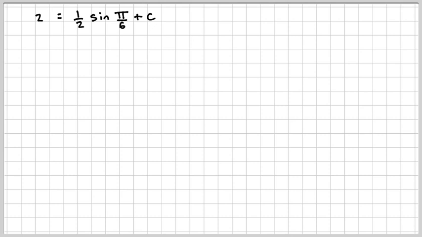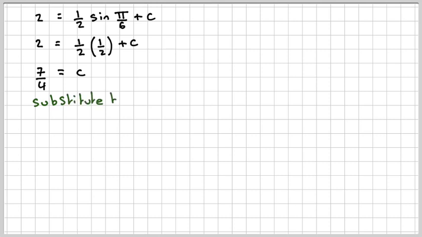Now sine of pi over 6, you should sort of know that in your head, is a half. It's like sine of 30 degrees. So 2 is equal to a half times a half plus c. So 2 will be equal to a quarter plus c. And if you take the quarter to the other side, we get 2 minus a quarter becomes 7 over 4 is equal to c.